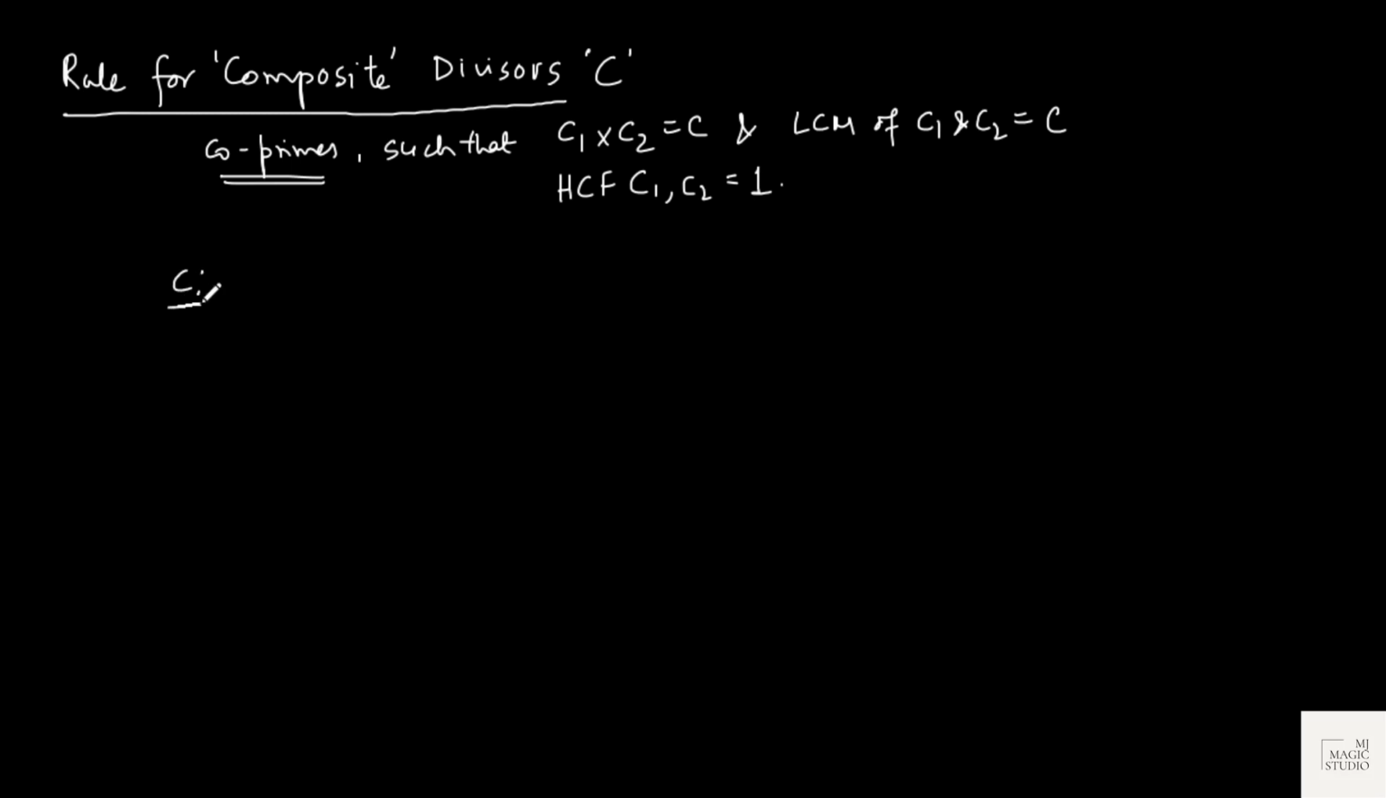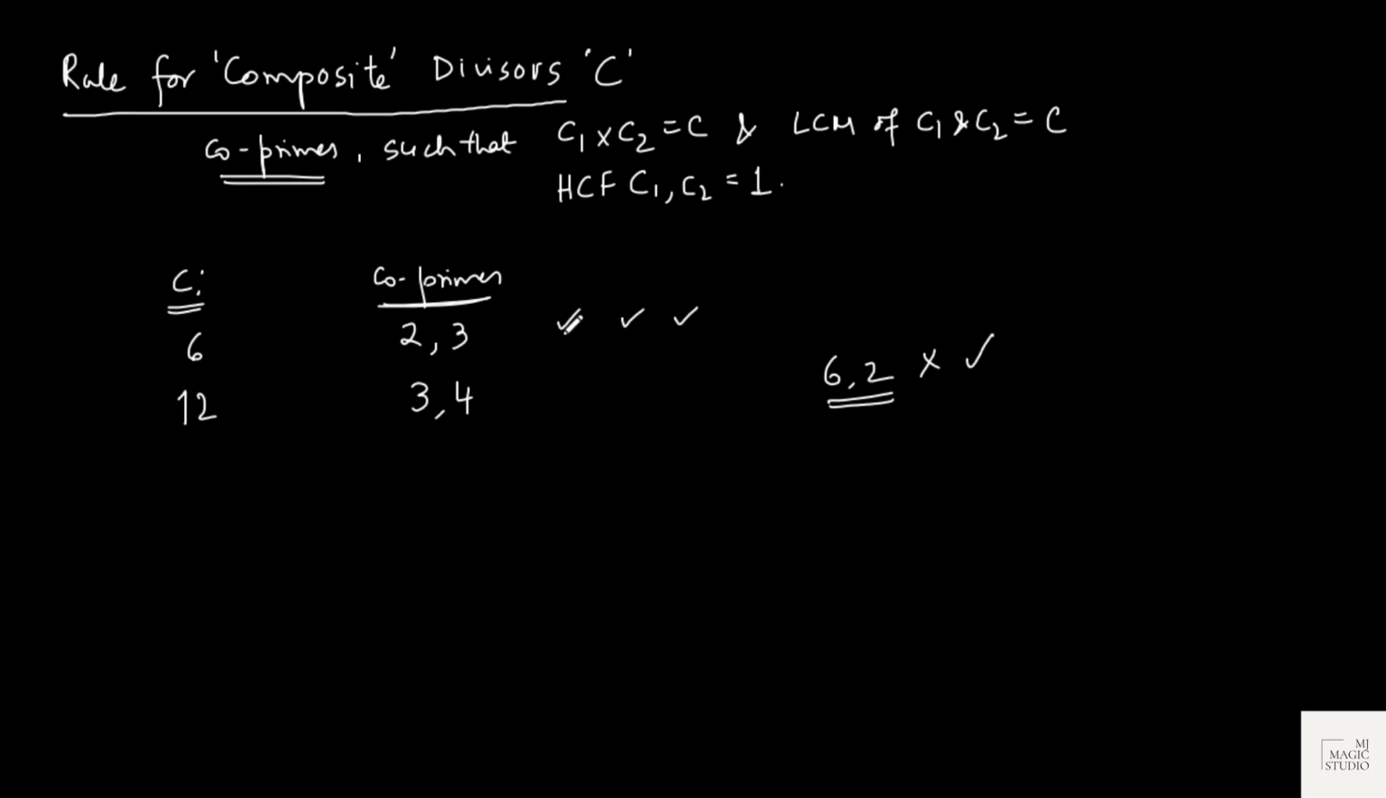Suppose our composite divisor is 6. So let's find the co-primes of 6, co-prime numbers which multiply to give us 6, or in other words the LCM of C1 and C2 should equal C, that is 6. So in this case we have got 2 and 3. We can see 2 and 3 are co-primes, check. 2 into 3 is 6, check. LCM of 2 and 3 is 6, check. For 12 it would be 3 and 4. Now don't take 6 and 2. Why? For the same reason. Number 1, these are not co-primes because 2 is common between 2 and 6. Number 2, C1 into C2 is C, fine.